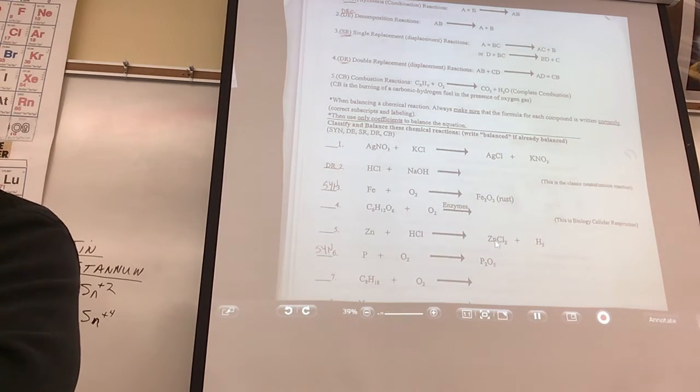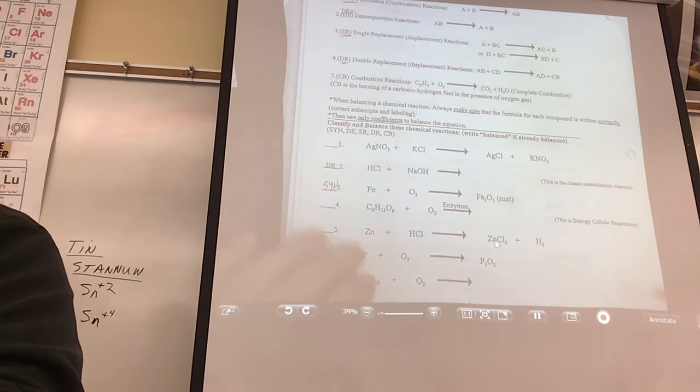See if you can find a decomposition. Somebody hasn't answered one yet. How about in the front row? See if there's a decomposition. And I'll give you a clue. Most of the time in a decomposition, you only have one reactant. Remember where the reactants are? Anybody? Are there any decomposition ones on here? No. Okay, so in this case, there are none on this page.